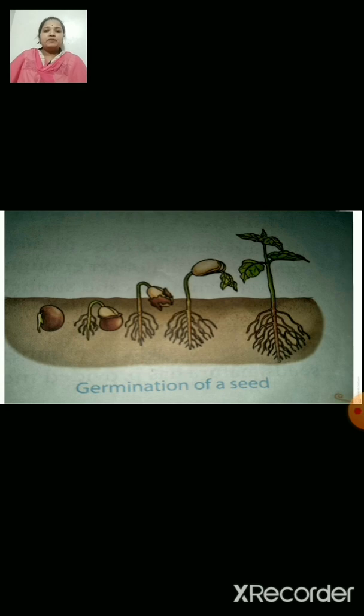Now, next we are going to study about dispersal of seed. So what exactly is dispersal? Dispersal means scattering. The scattering of seed away from the parent plant is called seed dispersal. If plants grow too close to each other, they will not get enough space, air, water and sunlight, because of which they will not grow into healthy plants.